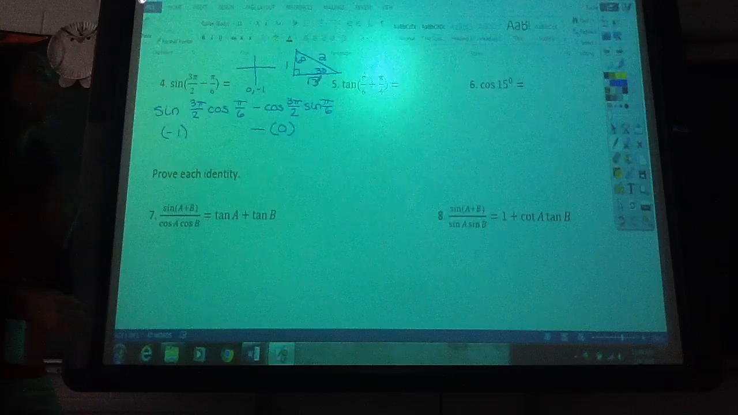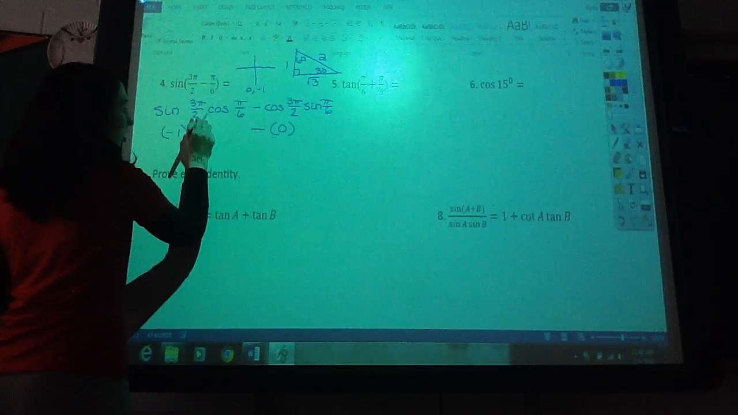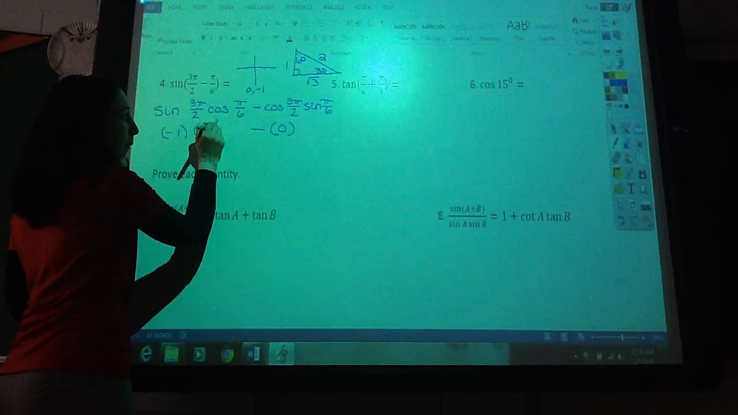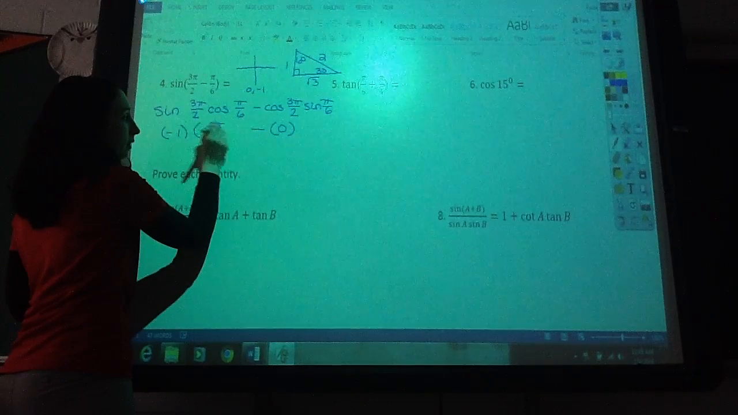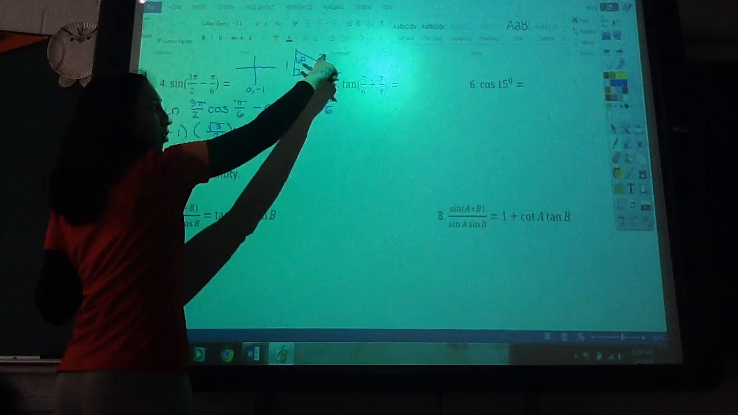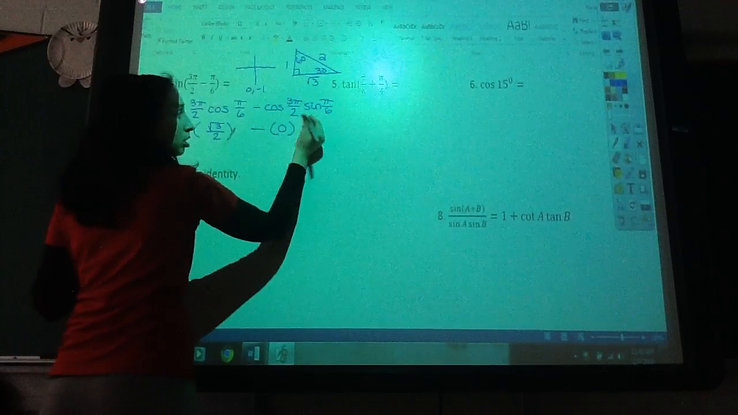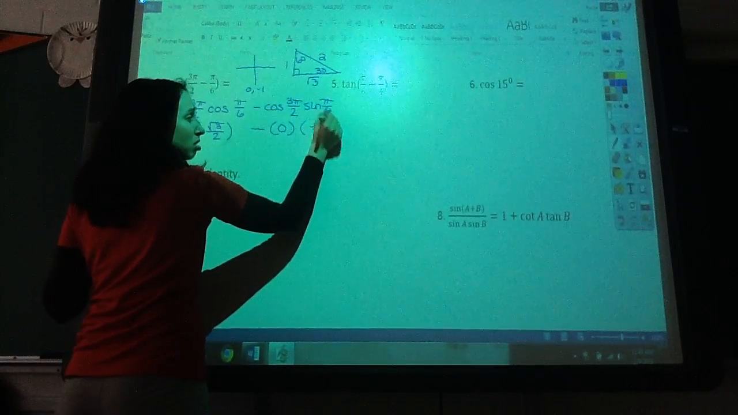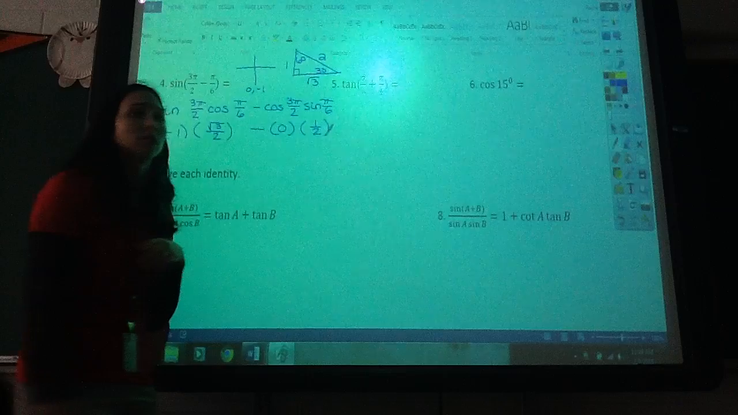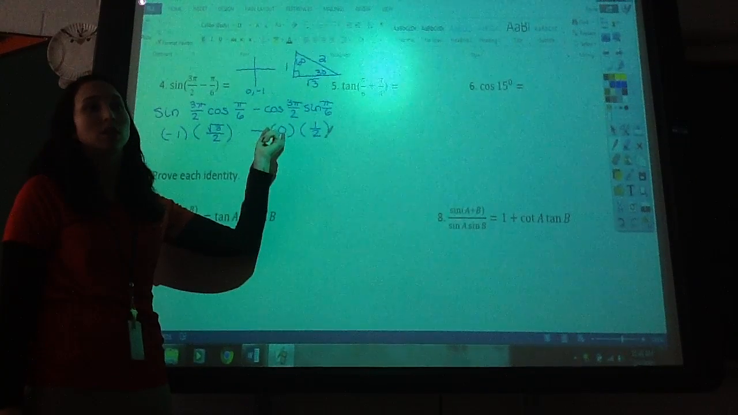Cosine of 30 is what? What is the adjacent here? Root 3 over 2, hypotenuse. Adjacent over hypotenuse. Sine is 1/2. Does it really matter what the sine is? No, because the cosine here is a 0.